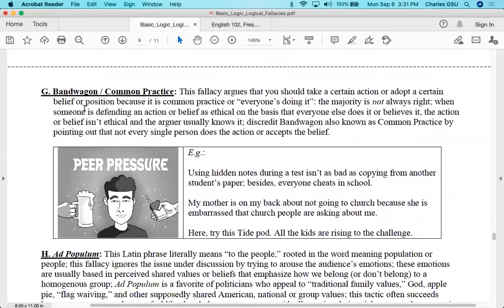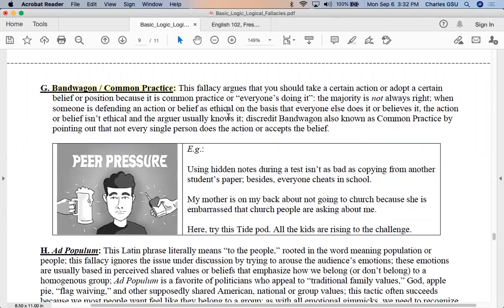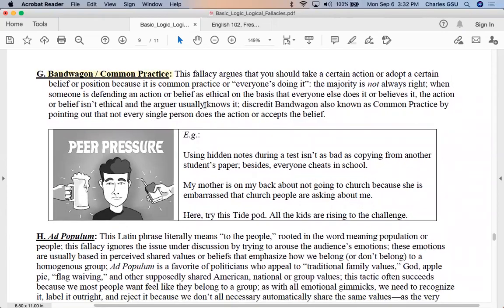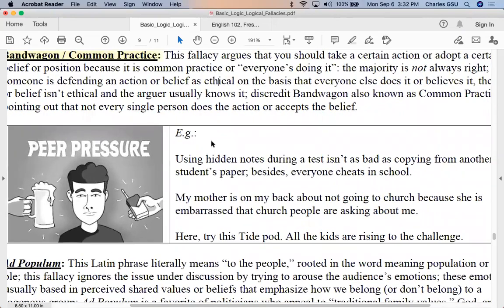All right, common practice and bandwagon. This is familiar to many of you because it's the basic notion that, hey, everyone's doing it, it's okay argument. But the majority is not always right, as your parents or whomever may have told you, if Joey jumps off a cliff, are you going to jump off a cliff too, right? So what we need to do is reject the common practice and say, just because other people are doing it doesn't mean it's right or good.